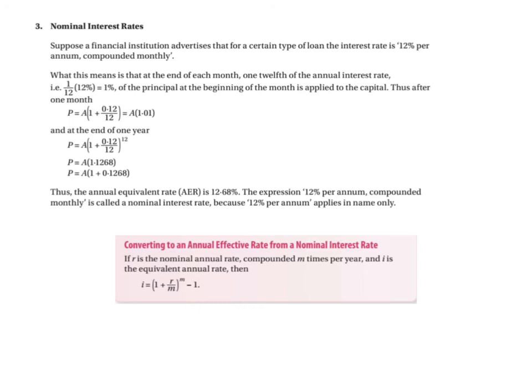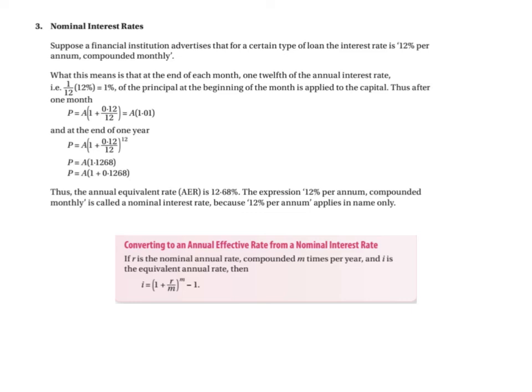So for this one, it says for a certain type of loan the interest rate is 12% per annum compounded monthly. Well, 12% per annum compounded monthly, we know that 1/12 of the annual interest rate, 1%, is applied to the capital. Therefore, after 1 month, it's going to be slightly bigger. So what they're actually saying is that it's 12%, they compound it monthly, but the AER of that isn't in fact 12%, because if it's 1% per month, we already know that that's going to be bigger, because the 1% will get compounded 12 times as it goes through.